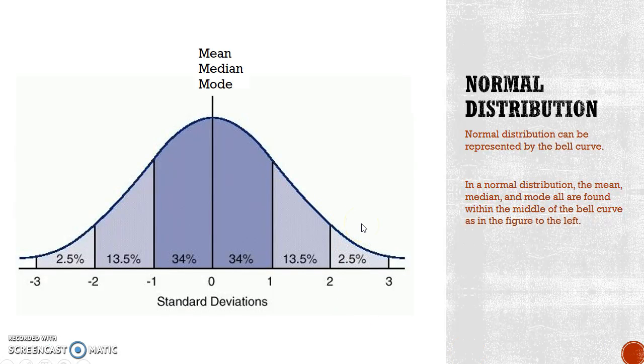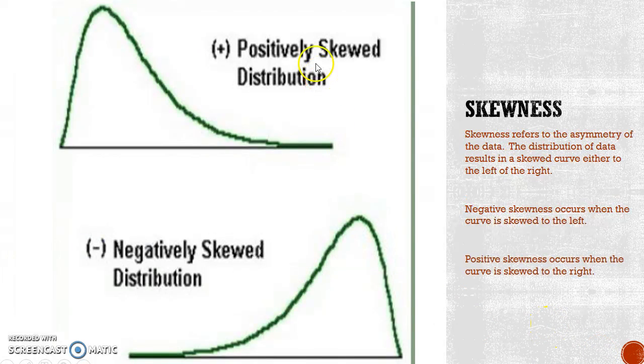Normal distribution can be represented by the bell curve, and for normal distribution, everything's directly in the middle. The mean, median, and mode all fall within the middle of the bell curve, and it's symmetrical on both sides. However, when we have values that are skewed because of outliers, our normal bell curve can become skewed. So skewness refers to the asymmetry of the data. It either skews to the right or to the left.